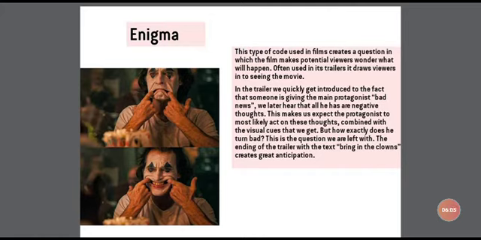This makes us expect the protagonist to most likely act on these thoughts, combined with the visual cues that we get. But how exactly does he turn bad? This is the question we are left with. The ending of the trailer with the text "Bring in the clown." Great anticipation.